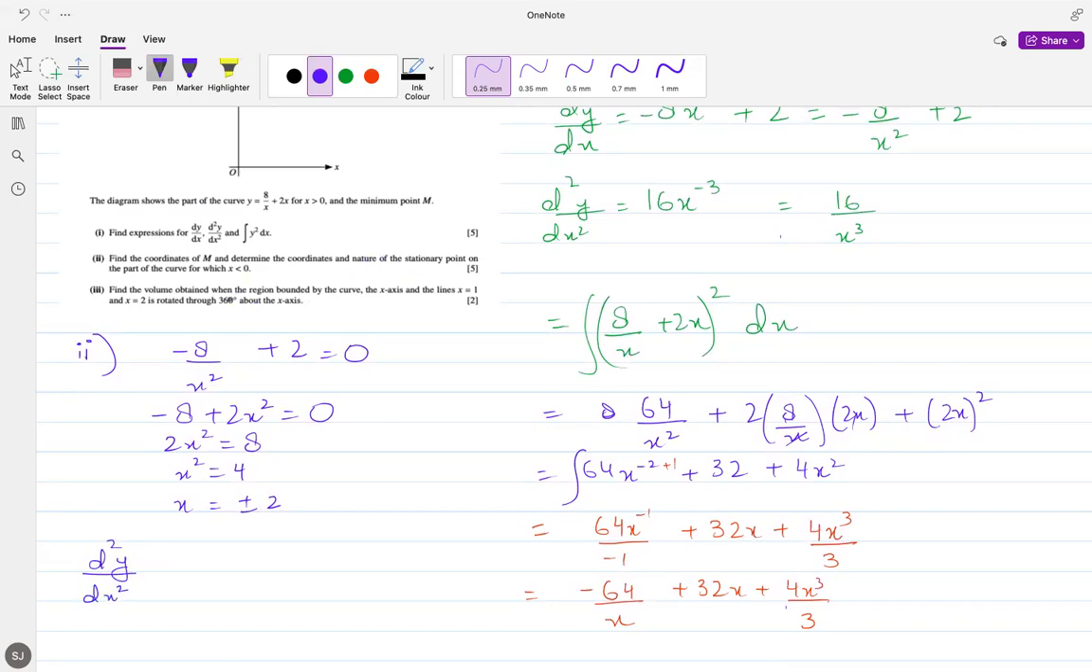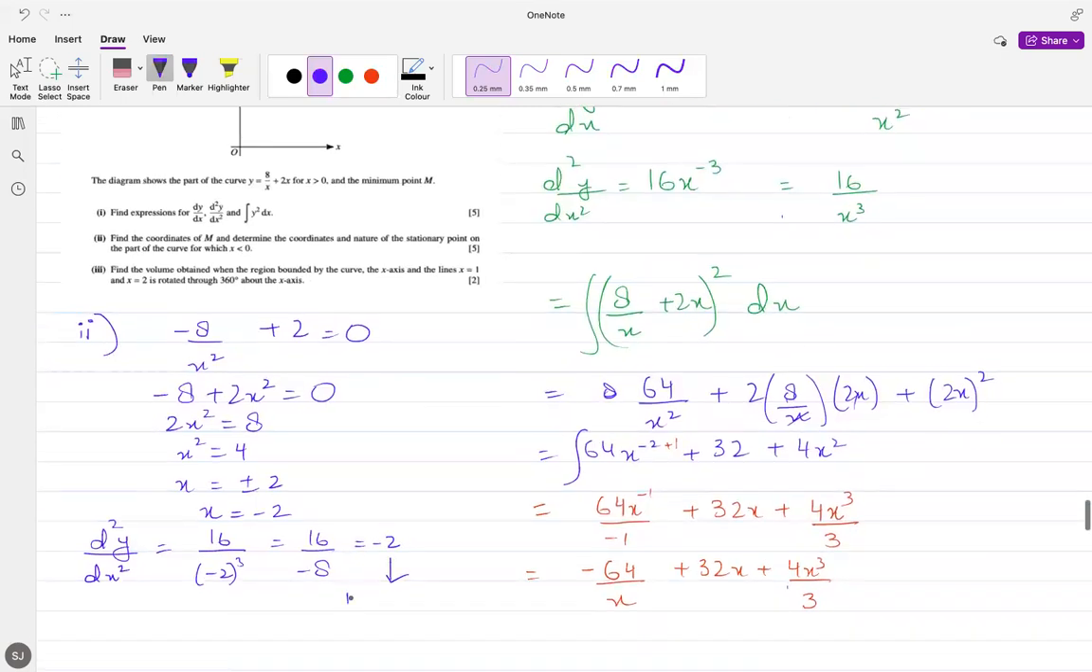So in this part, it is asking us to find the stationary point on the part of the curve for which x is less than 0. So we'll be taking x equals minus 2. So now using 16 upon x cubed, substituting minus 2 over here, we'll get 16 upon minus 8. As it is negative, it means that the nature will be a maximum point.